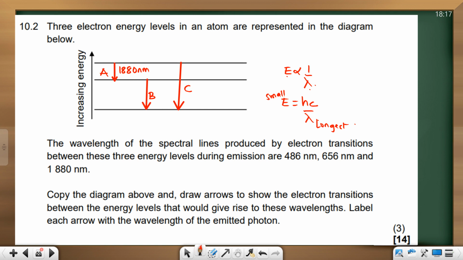Okay, can we fix B and C? C has the biggest what? Energy. Therefore, it has the shortest wavelength. Which one is the shortest? 486 nanometers, right? And obviously, B is in the middle, which is what? 656 nanometers. Label each arrow with a wavelength. Are we okay? Again, we're using our knowledge of the formula. Energy. Remember we spoke about the sun yesterday.